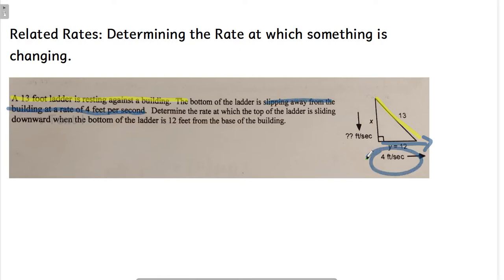I hate this diagram because their X and Y labels are all messed up. So we're going to ignore that. We'll draw our own diagram. Just want you to see the movement that we're talking about as we read the problem, okay? So as you move away from this building, as you have this horizontal movement, you also have a vertical movement. The ladder will also be slipping down the wall as it moves away from the wall. And that's what we're going to solve for. It says determine the rate at which the ladder is sliding down at a specific point when x equals 12. So basically when the ladder is exactly 12 feet from the wall, how fast is it moving down the wall?